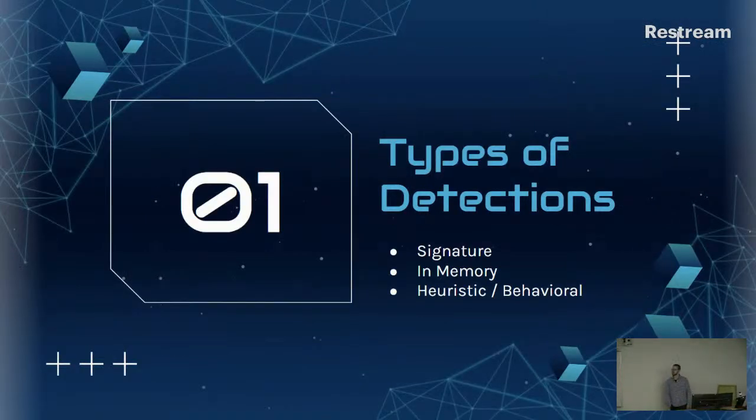So our types of detections, we have our traditional signature base, which is what AV has always been built around. We have our in-memory scanning that's usually done. And then we also have heuristic and behavioral analysis that is upcoming and still being built quite a bit.